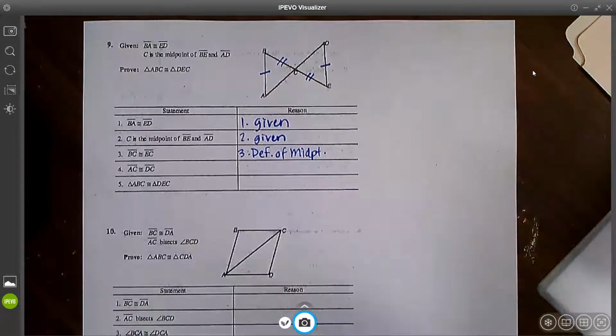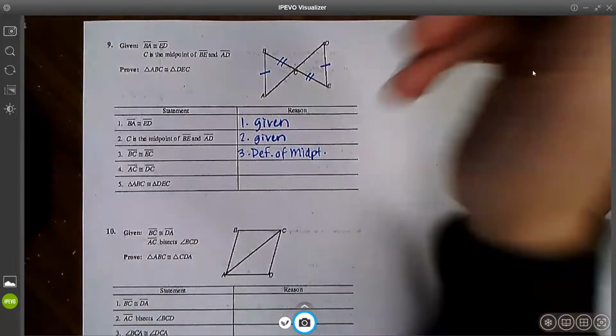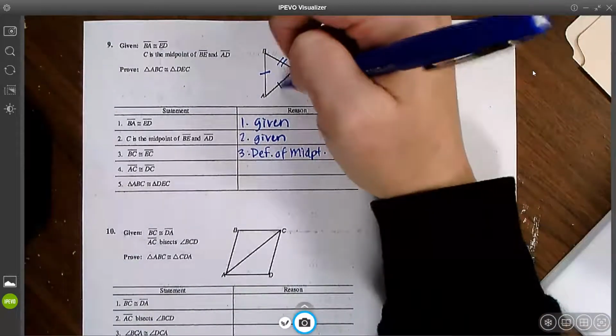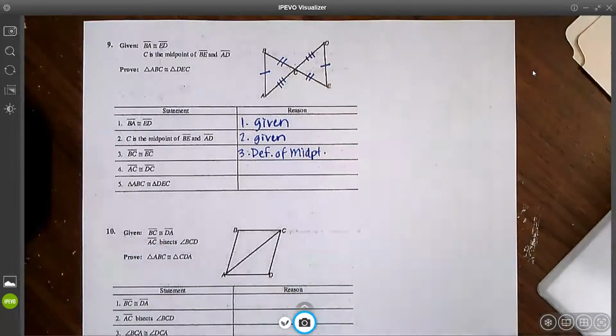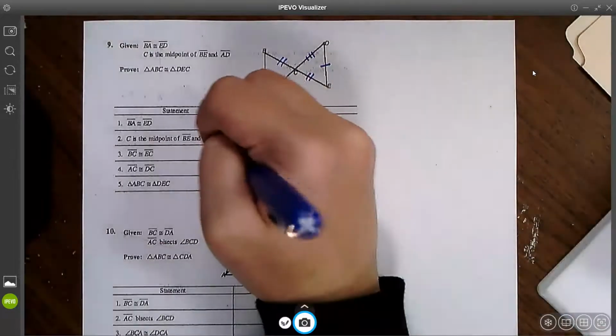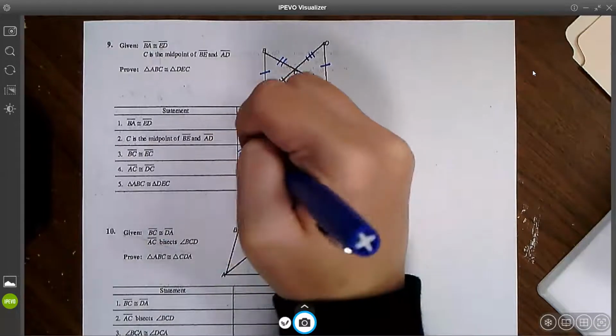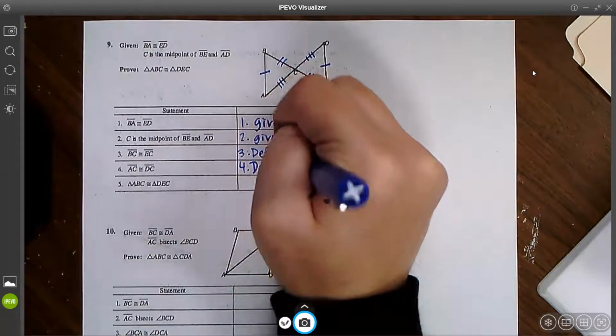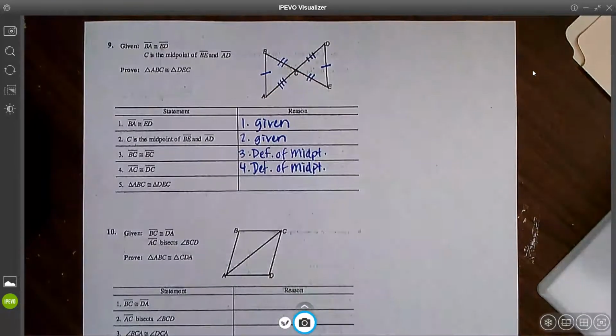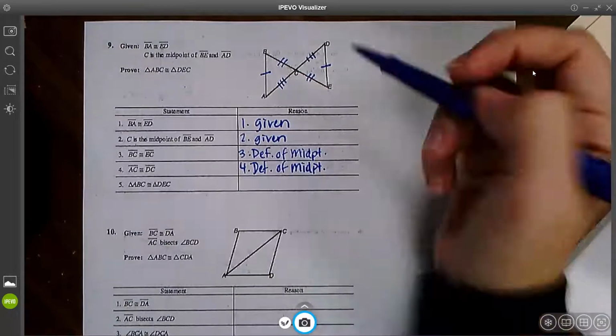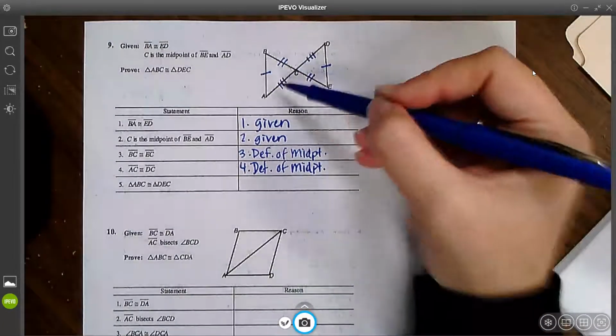AC is congruent to DC, same situation. If C is the midpoint, it bisects these into two congruent pieces. So the reason for 4 is also definition of midpoint. And now we know that these triangles are congruent because of side, side, side.